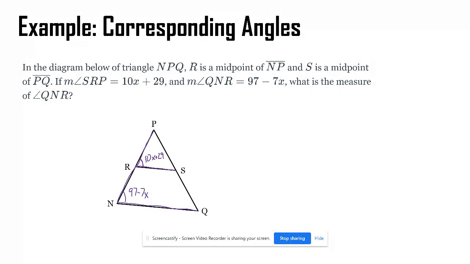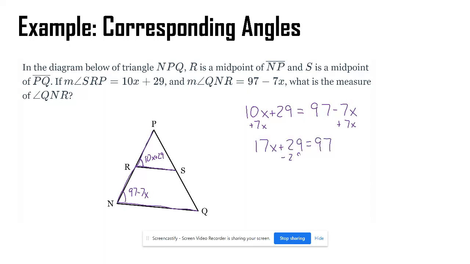So if RS is a midsegment, we know that RS is parallel to the third side of the triangle, which is NQ or QN, which means our 2 angles that we've marked are corresponding angles, and they have to be congruent. So we make them equal to each other. So we can say 10x plus 29 is equal to 97 minus 7x. And we're just going to work it out. I like to get rid of any of my negatives first. So I'm going to add my 7x. I get 17x plus 29 equals 97.